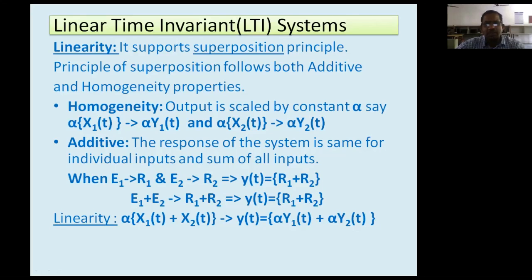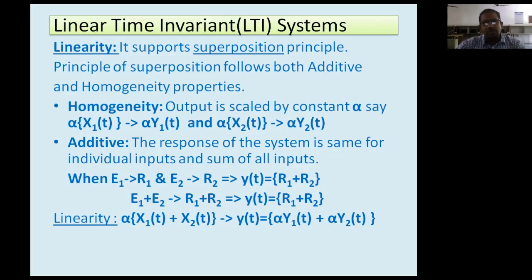Let us suppose you have more than one input to a system. Now, how do you find the output of the system? What we do is individually apply the inputs and find the output for each individual signal. Then we consider the output of the system with all the inputs applied collectively. That is basically called the superposition principle.